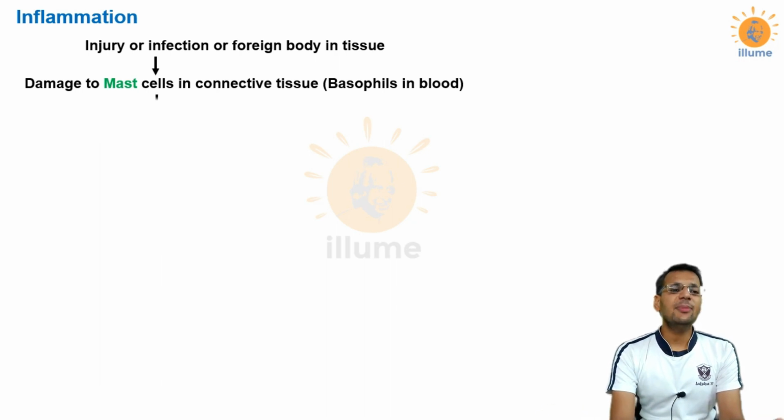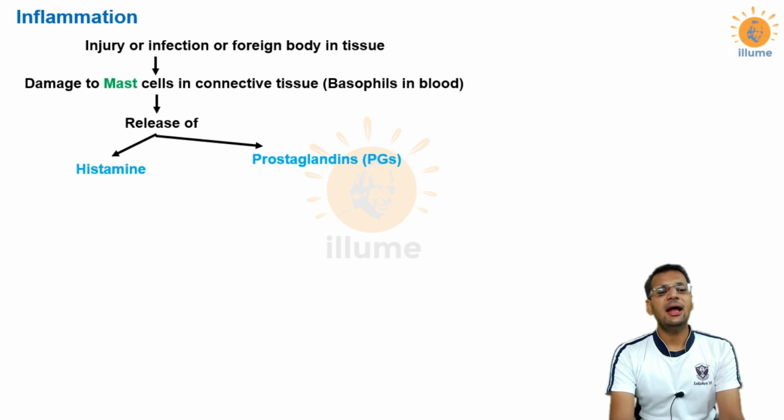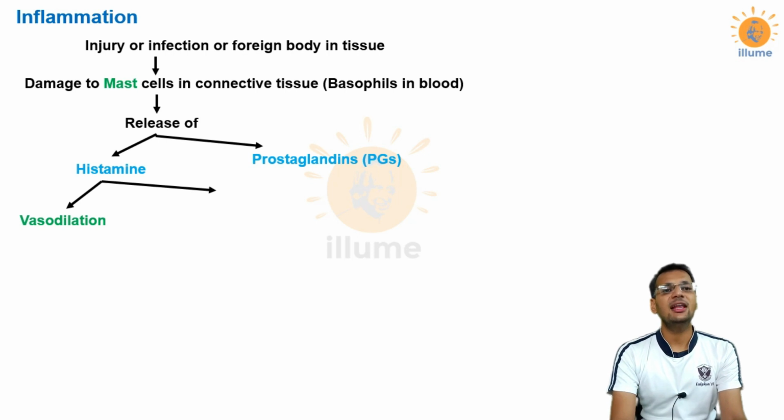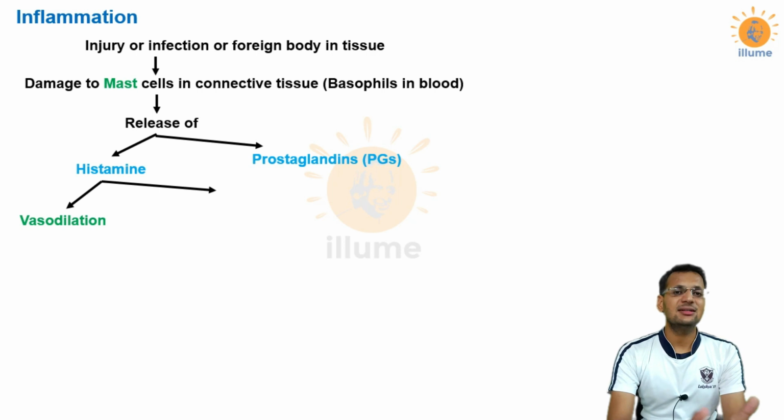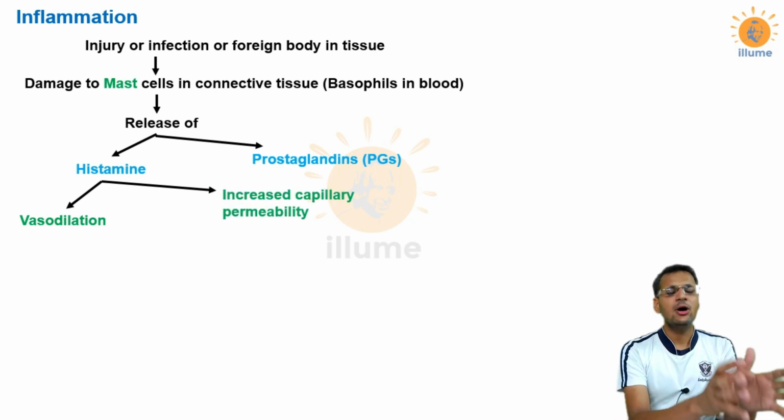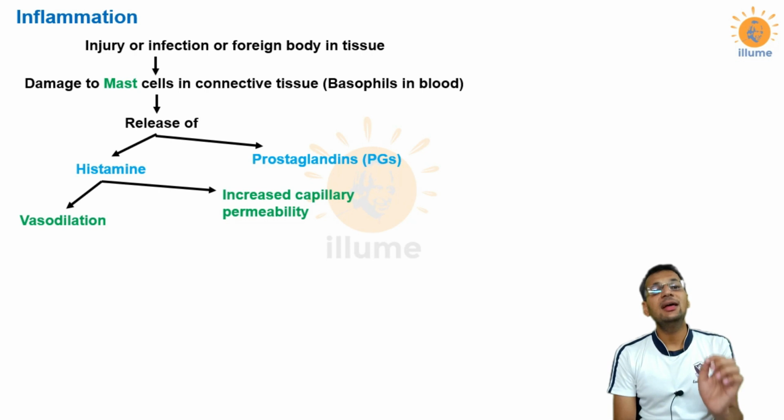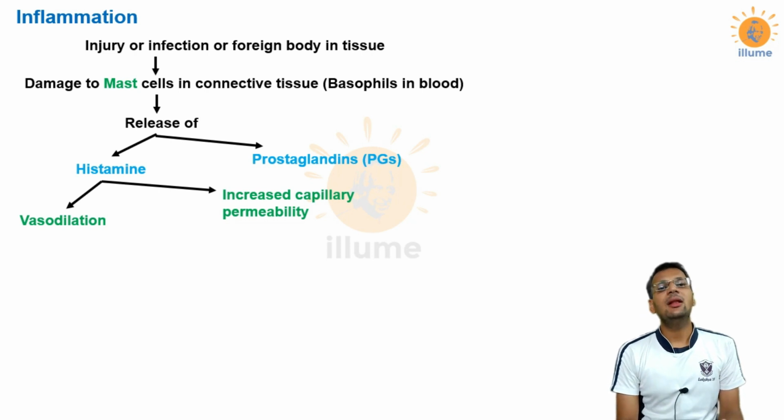Now what basophils and mast cells do, they release some chemicals, and the most basic are histamine and prostaglandins. Histamine would produce two main effects on that particular site. The first is vasodilation. Vasodilation means increased diameter of the blood vessels. Dilation of vessels is vasodilation. And the second thing, it would increase the permeability of capillary. That means now the permeability of capillary is increased.